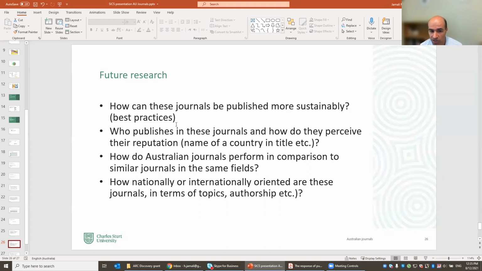And how nationally or internationally oriented are these journals in terms of the topics or the research area they publish, the authorship composition, even the citation, who is citing these journals and so on. If you have more ideas, let us know.